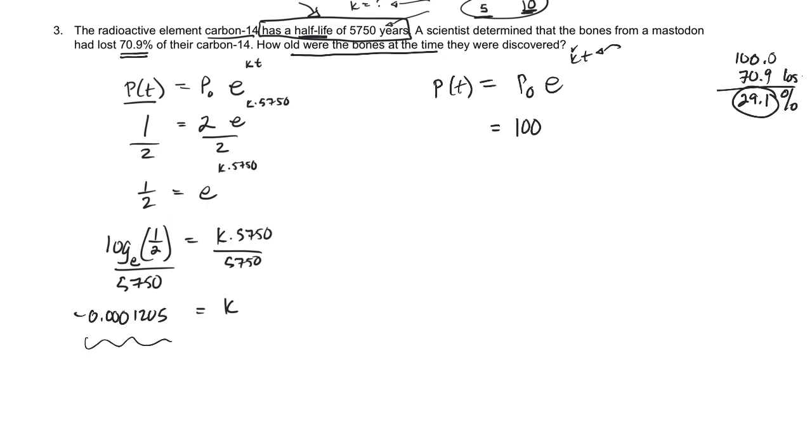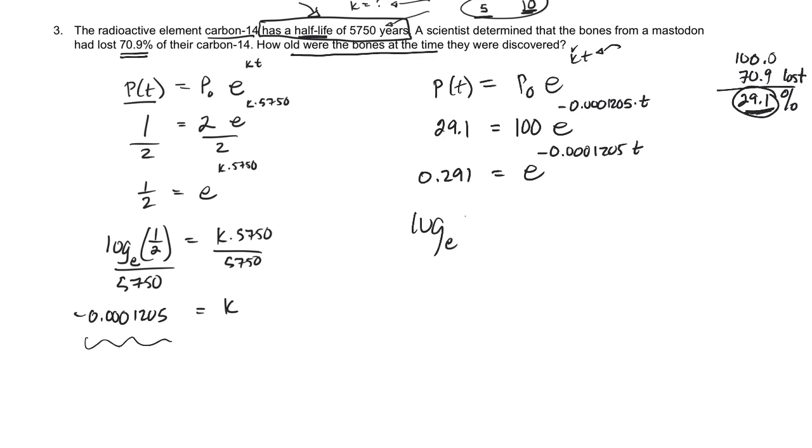So this is how much they lost, and they're winding up at 29.1. So that's what I'm going to put over here, equal to 100 e to the negative 0.0001205 times t. Then to solve, do the same thing: divide both sides by 100. So I get 0.291 is equal to e to the negative 0.0001205t. Change to log form.